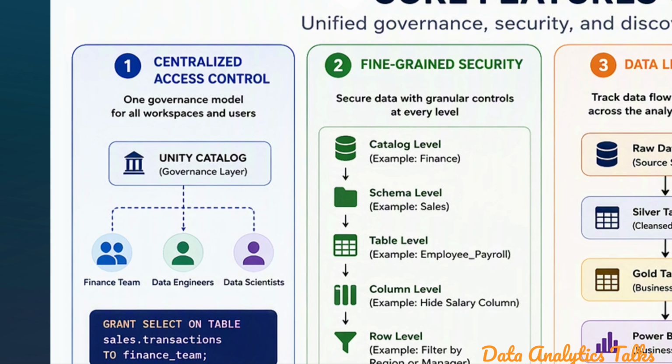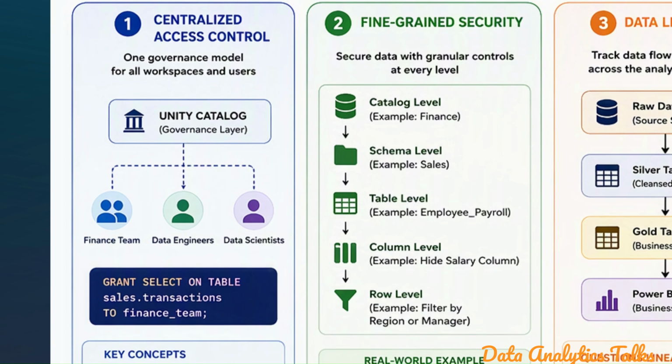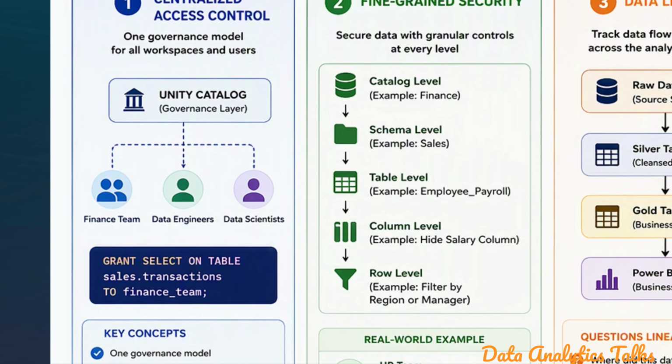We have the finance team, we have the data engineers team, we have the data science team. We can enforce the governance once and for all, and then assign it across all workspaces and users. Now, if I want to grant access to the finance team, we can simply use GRANT SELECT ON TABLE sales.transaction TO finance team. This ensures that only authorized users can access the data.